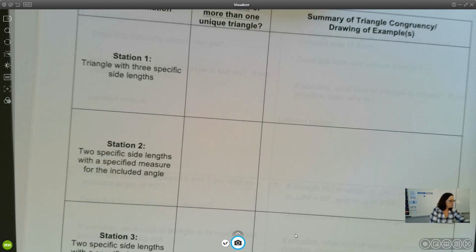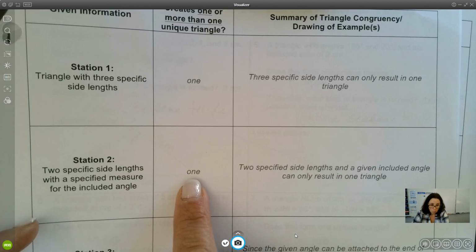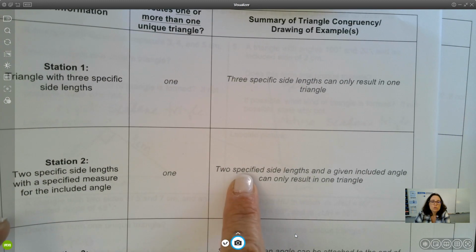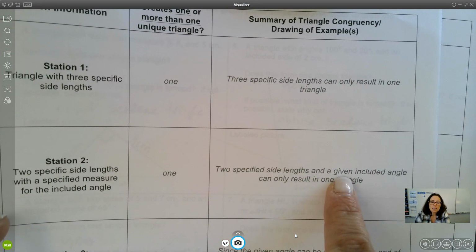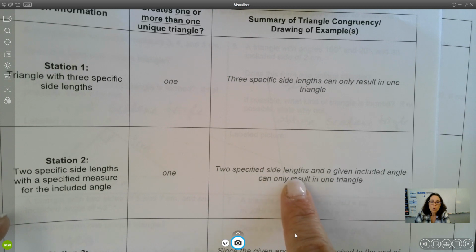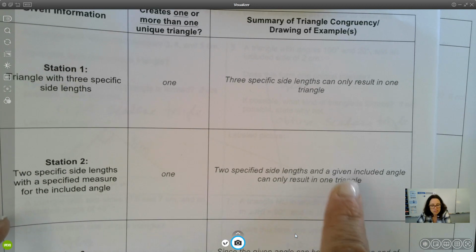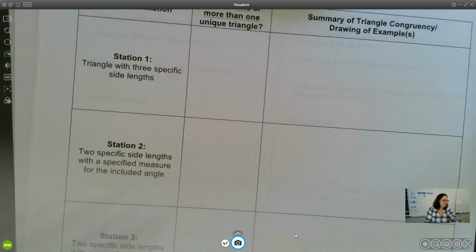So either you printed this page out or you're writing this in. One, you're doing one triangle. 2 specified side lengths and a given included angle can only result in one triangle. That's the upshot of station 2.